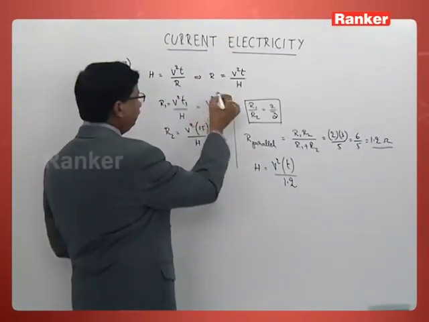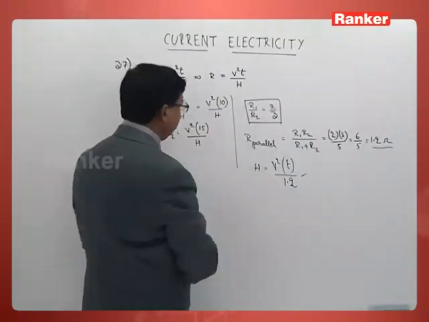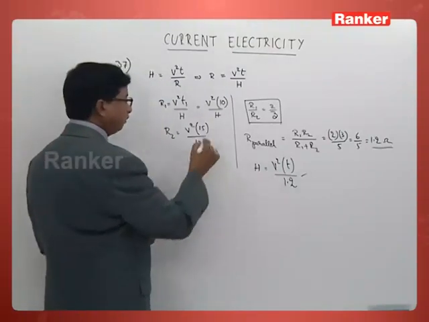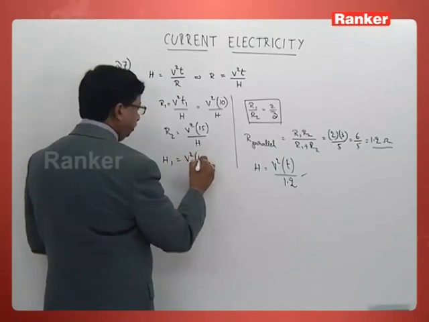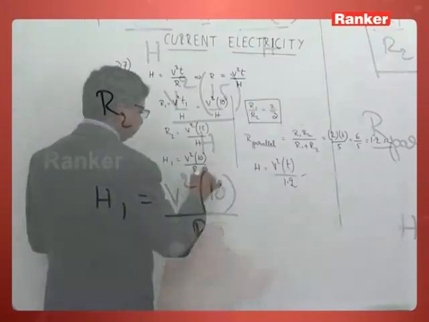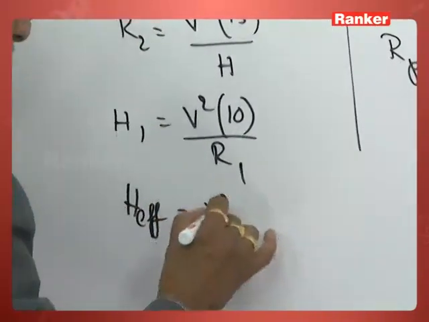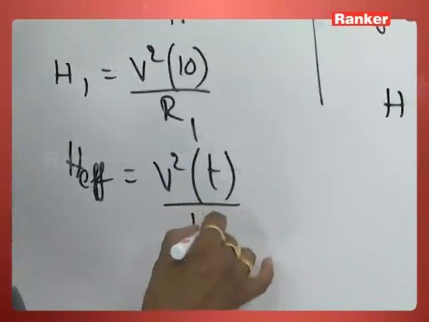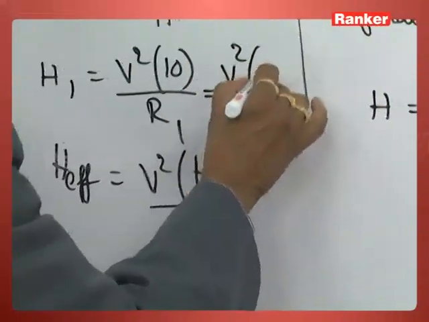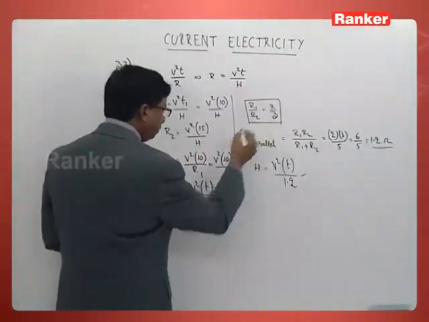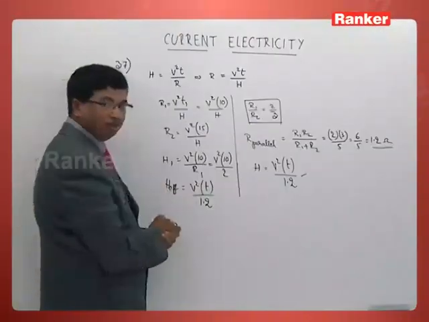Now you take the first equation and this equation and compare them. Then what can we write now in this particular case? This is H1. H1 is equal to V square T by R1. And this H effective is equal to V square T by R effective. And what is this R1 we can write here? This can be taken as R1 is proportional to 2. Now I just take the ratio there.